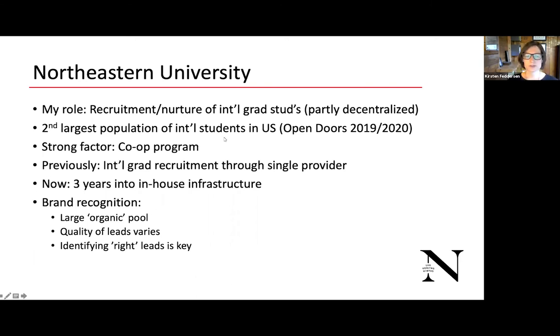Previously, Northeastern was in a position where we were recruiting for our graduate programs primarily through an external provider. But for the last couple of years, we've been doing this in-house. I think it's around 3 years at this point, and we've spent a lot of time really building this infrastructure to make sure that prospective students, from the point at which they enter the funnel, are able to find their way through to the point of matriculation.